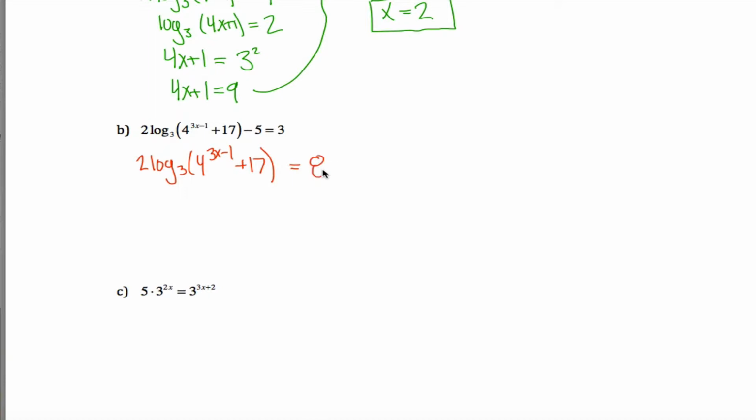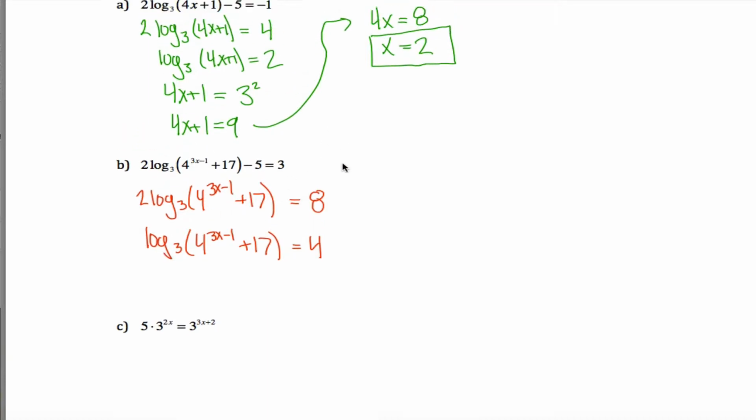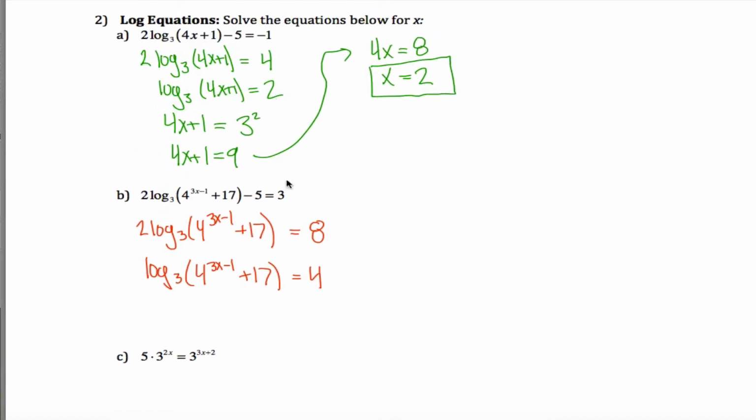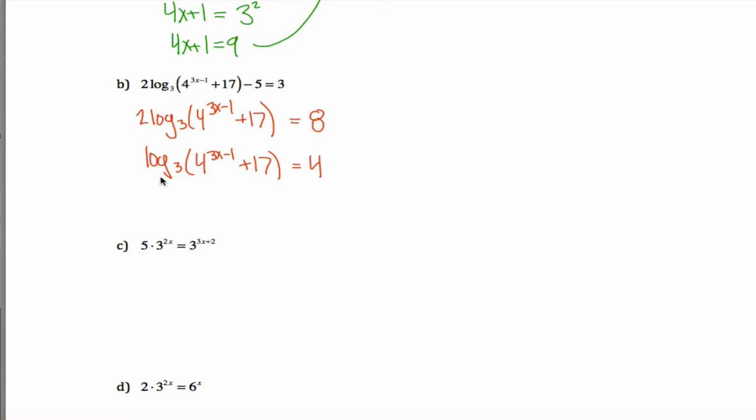Three plus 5 is 8. Divide both sides by 2. And now I want to get rid of this log base 3, so much like I did up here, I'm going to do 3 to both sides of the equation. So 3 to this side of the equation will leave me with just 4 raised up to the 3x minus 1 power plus 17. And on this side, I'll have 3 to the 4th power. Turns out that 3 to the 4th power is 81.